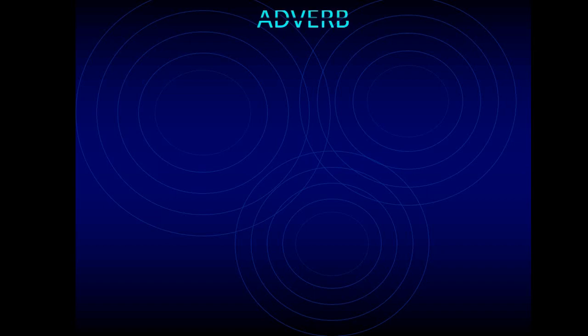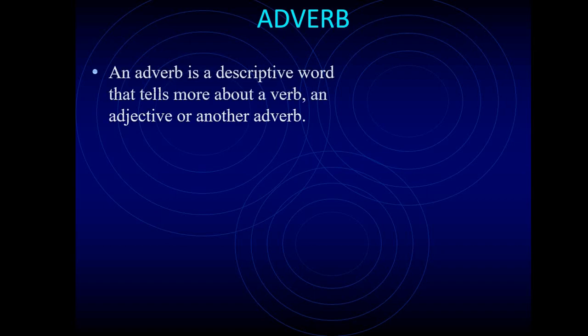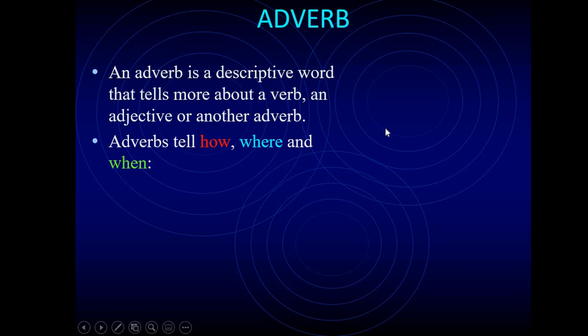Okay, so let's continue. An adverb. What's an adverb? An adverb is a descriptive word that tells more about a verb, an adjective, or another adverb. In other words, in a sentence, adverbs describe a verb, an adjective, or another adverb. So, adverbs describe three different things. Adverbs tell how, where, and when.